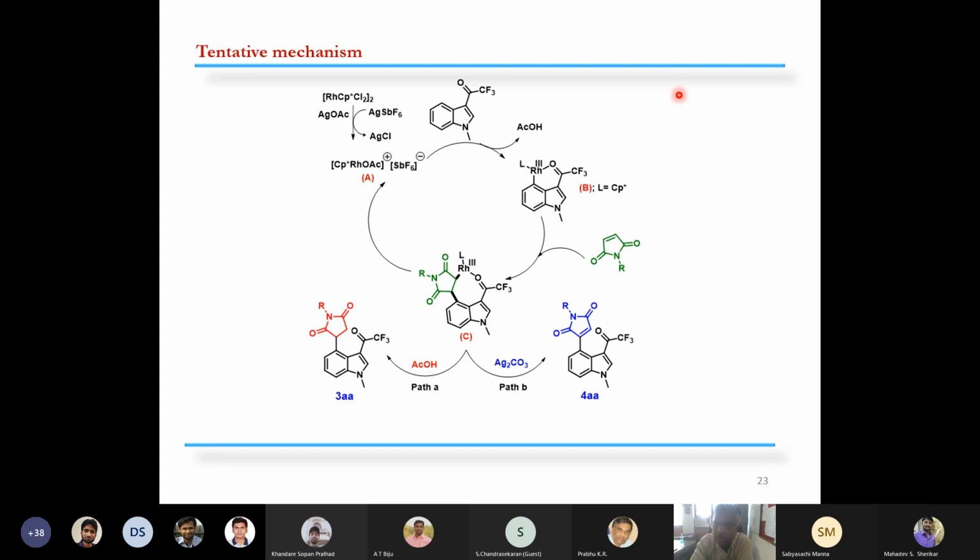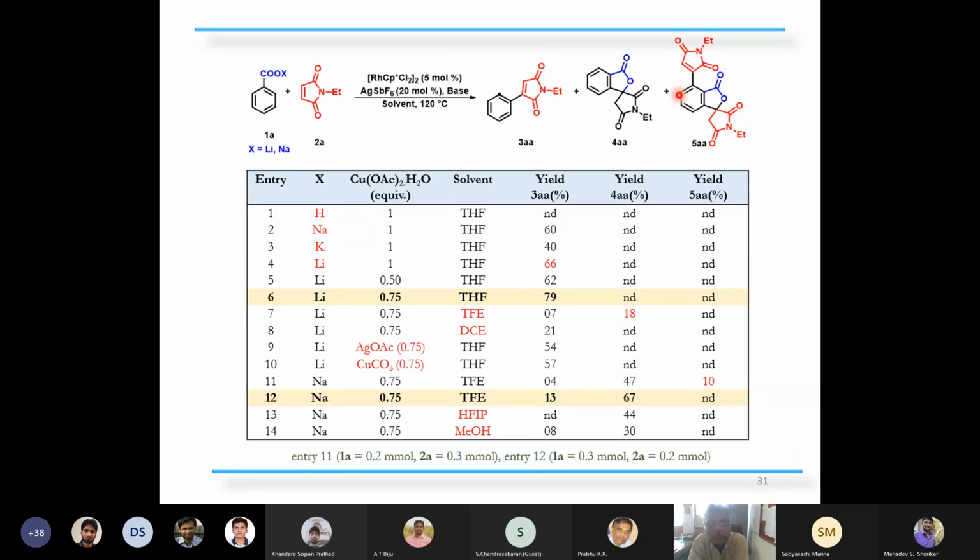Okay. Can you go to slide 31? See, in this case, in the earlier cases, you have shown that the CH functionalization is taking place alpha to the carboxylic acid. But in this case, since you are using the temperature at 120 degrees, have you proven in this case also that the functionalization is happening at the alpha carbon?